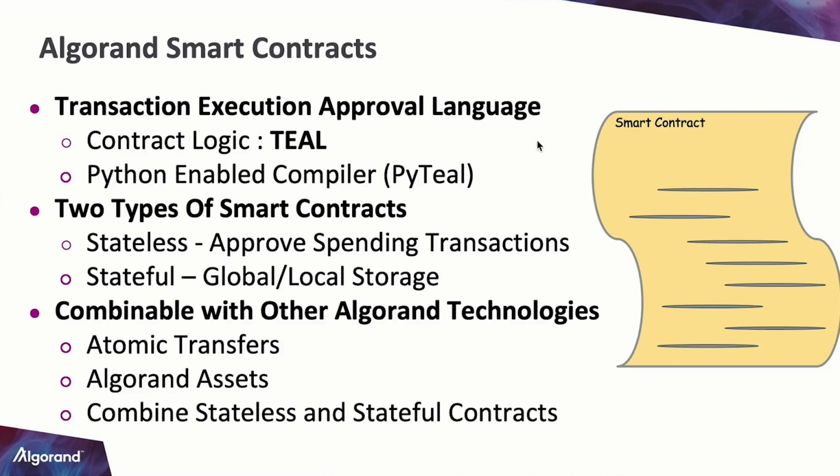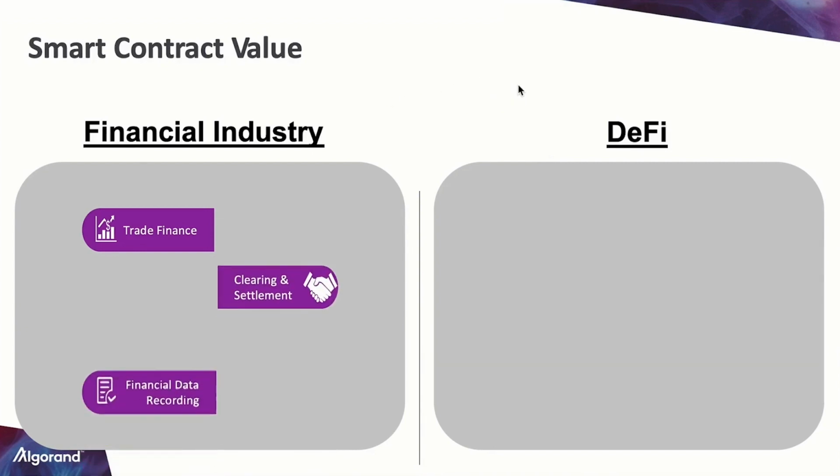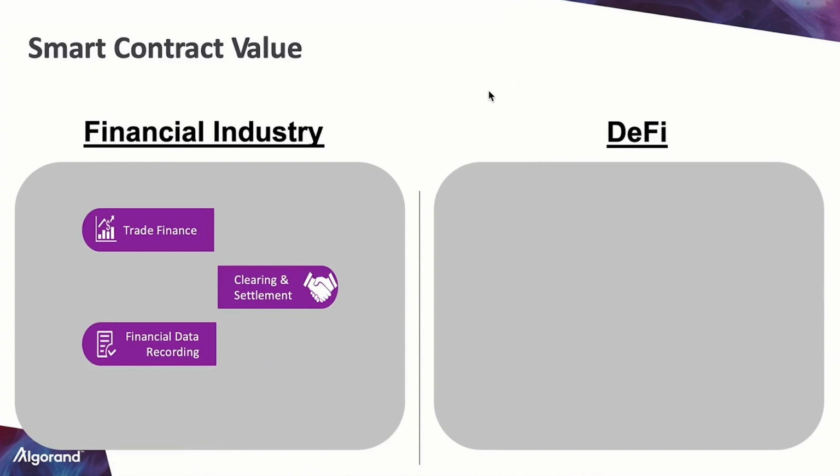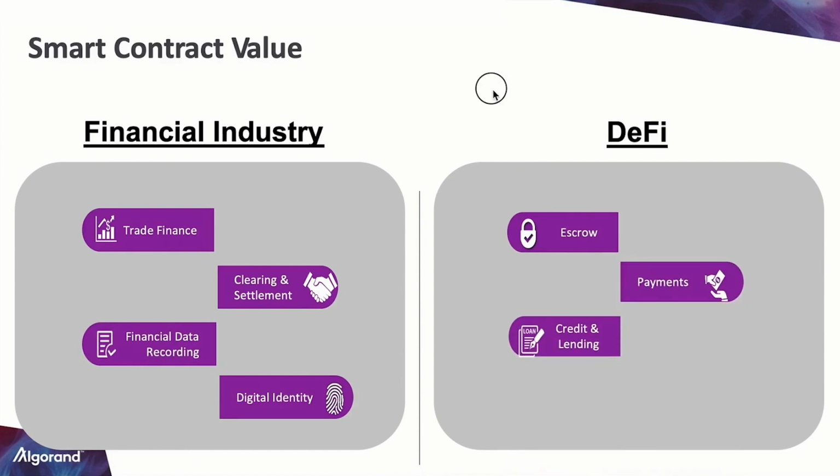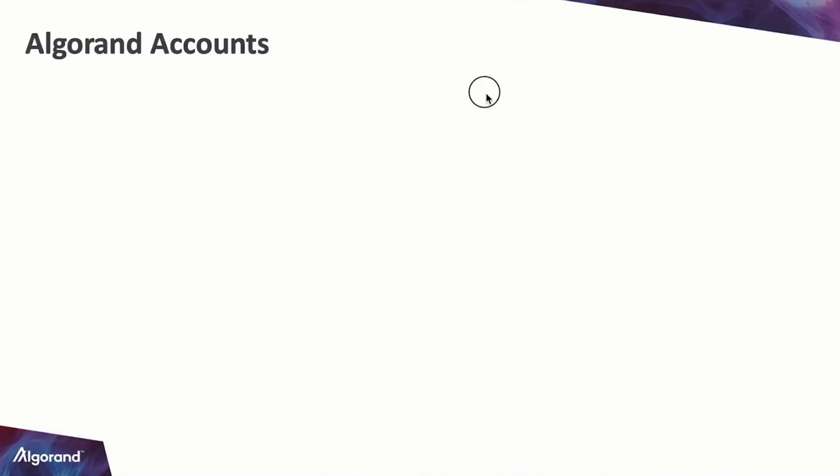So it's combinable with other Algorand technologies, with atomic transfers, Algorand assets. You can even combine stateless and stateful contracts together. So the smart contract value in the financial industry, allowing you to do trade finance, provides clearing and settlement capabilities, financial data recording, and digital identity. And then in DeFi, like we talked about up front, escrow accounts, managing payments, lending and credit, and stablecoins are very huge. So these are all things that this facilitates.